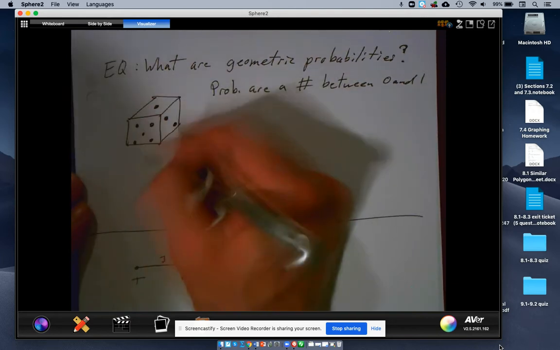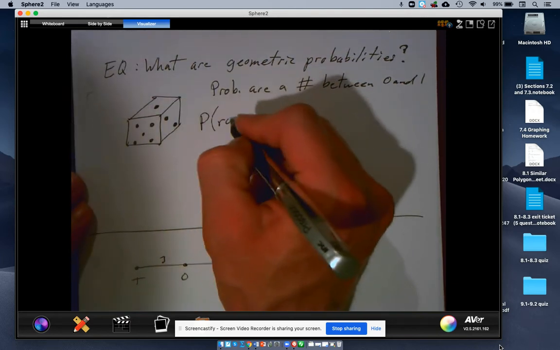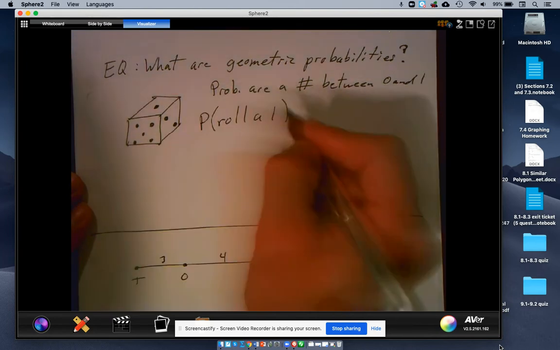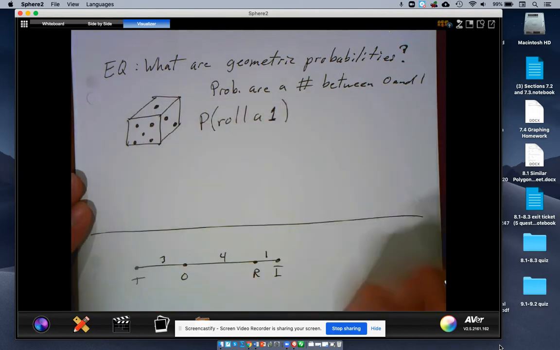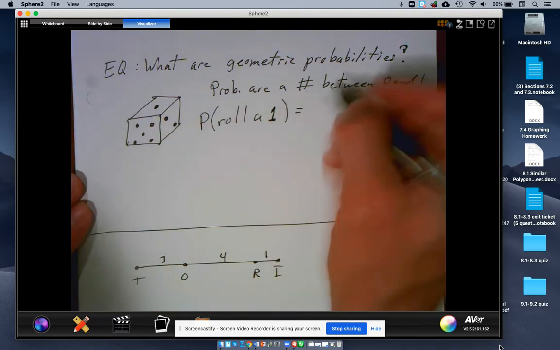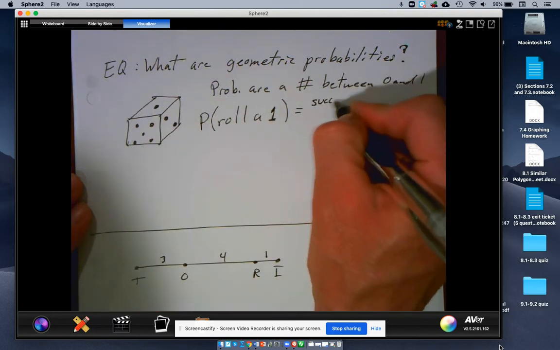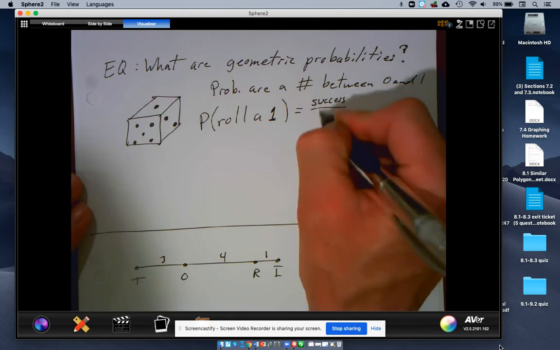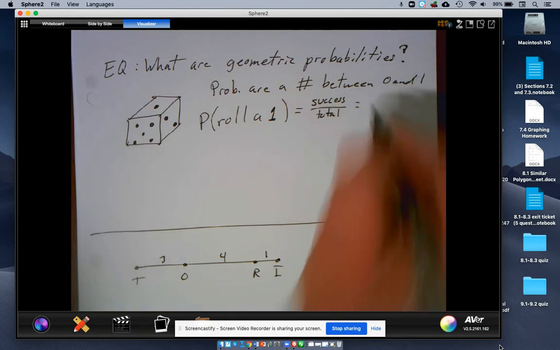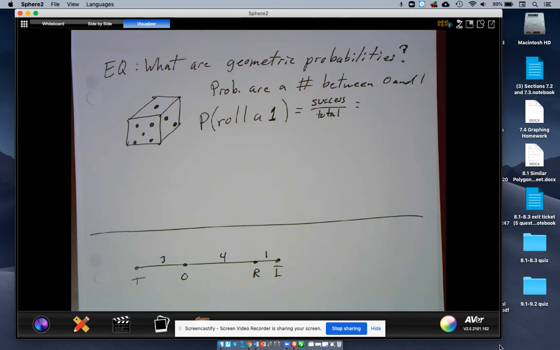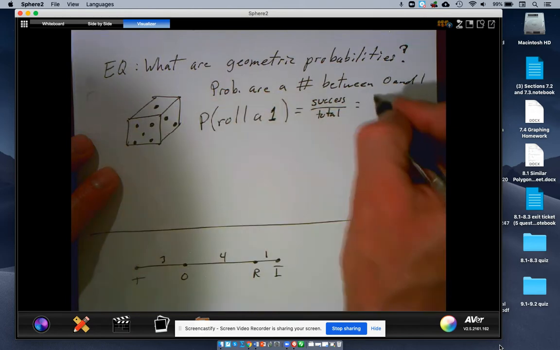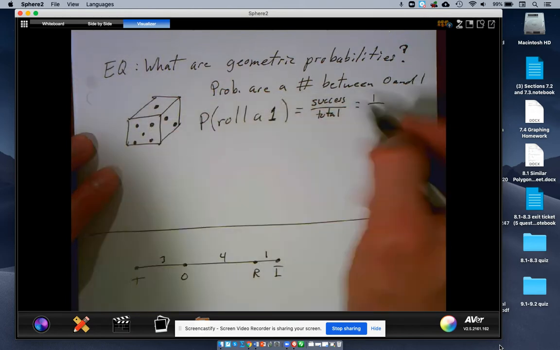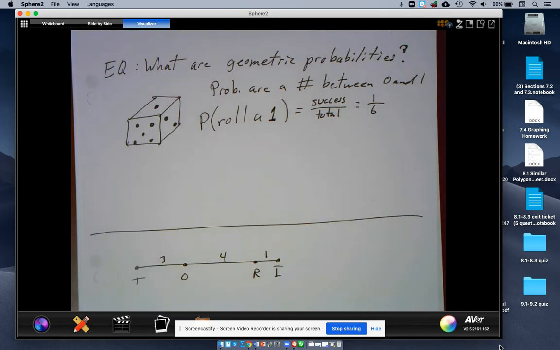So I got one die here. I'm going to say probability roll a 1. And as you can see, the top number is my 1 right there. So probability roll 1. Well, here's how probability works. You take your number of successes over your total number of possibilities. That's how you do every single probability problem, every single one. So how am I successful? Well, there's only one way to be successful. That's if I roll a 1. How many different ways can I roll a die? 6 different ways.